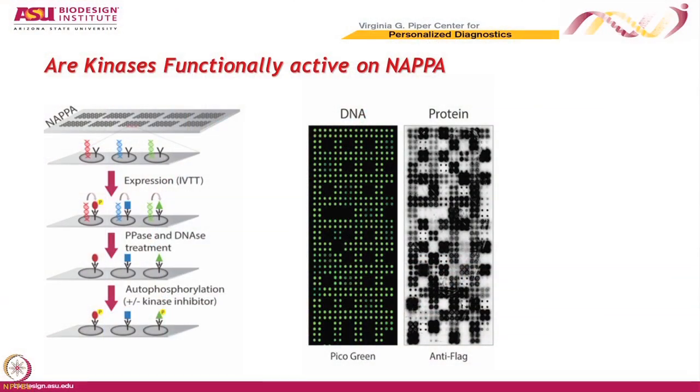Okay, so this is a NAPPA array. And what we're going to do here is express proteins on the array. So first, here you see the array stained with PicoGreen, which by now you all know means it's the amount of DNA. And the fact that it's pretty even in its staining means that we did a pretty good job of printing. And then here what we've done is express the proteins and then stain them with an anti-FLAG antibody.